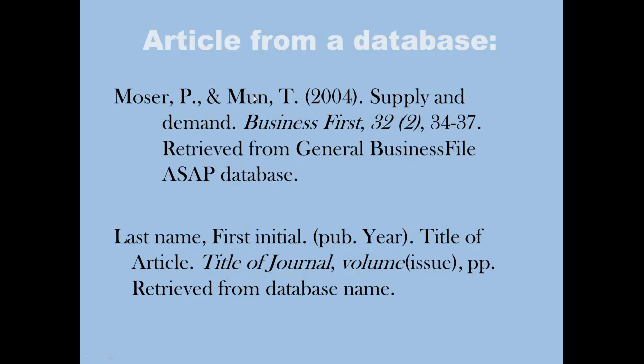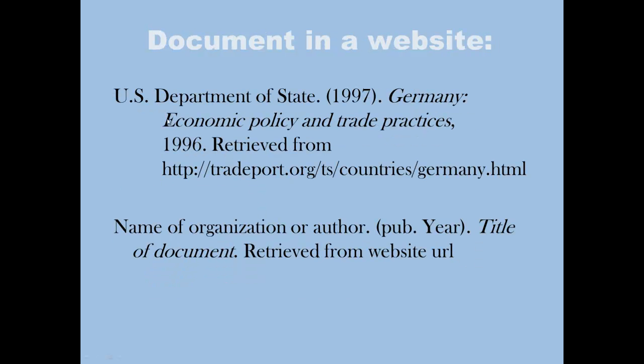Articles from a database, and many of you have turned to databases. Again, same basic concept here. Title of the article is not italicized, only the first word is capitalized. The journal itself or the database is in italics, the volume, and then the issue number here, again in italics, no comma in between the page numbers, and then where they retrieved it from.